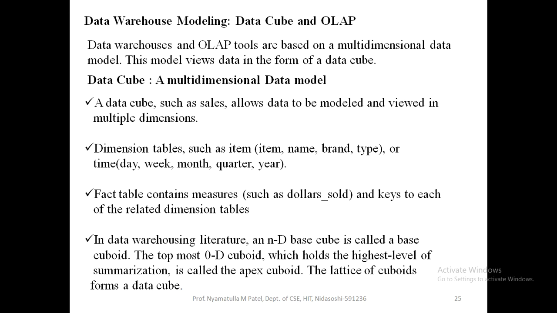In data warehouse literature, an n-D base cube is called a base cuboid. The topmost 0-D cuboid, which holds the highest level of summarization, is called the apex cuboid. The lattice of cuboids forms a data cube.